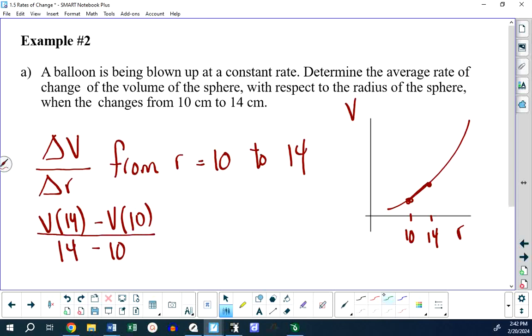So the volume when the radius is 14 minus the volume when the radius is 10 divided by 14 minus 10. Only problem is, what's the function for volume? Well, the volume of a sphere is equal to 4/3 pi r cubed. I'm perfectly aware that most balloons are not exactly spherical, but that's what we're going to go with. It's 4/3 pi r cubed.